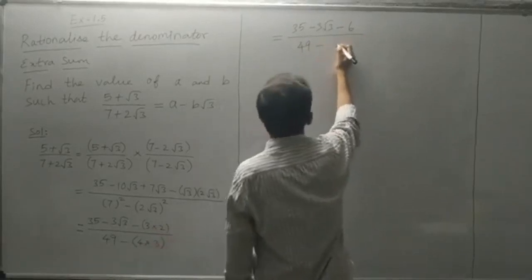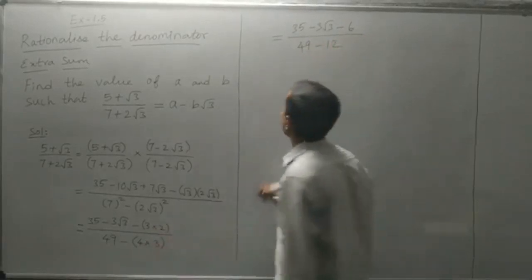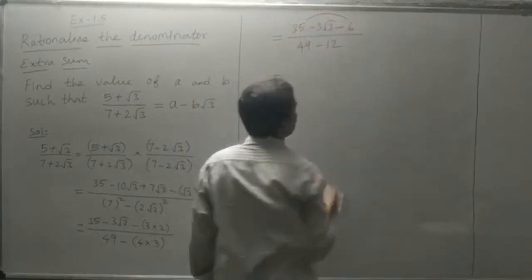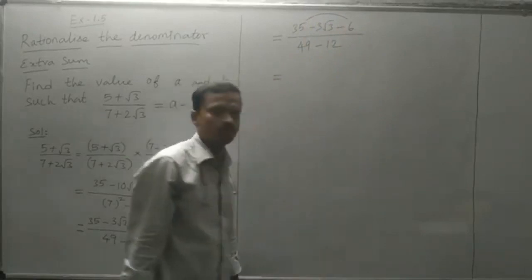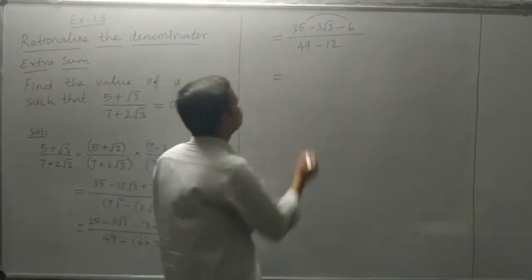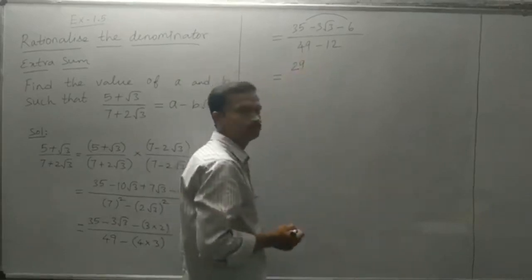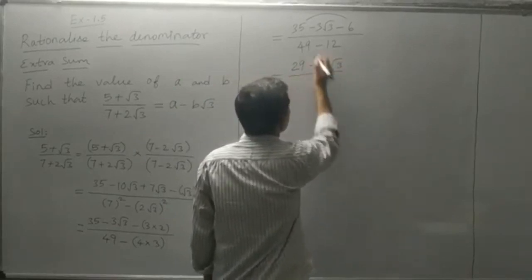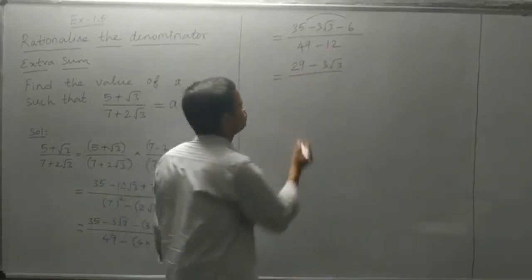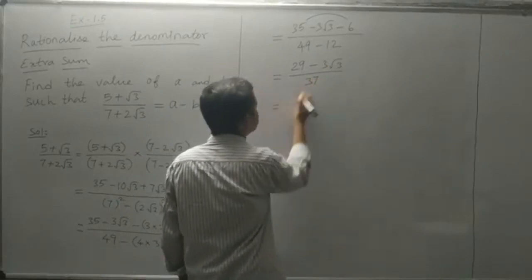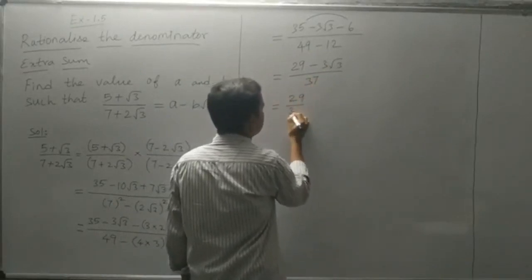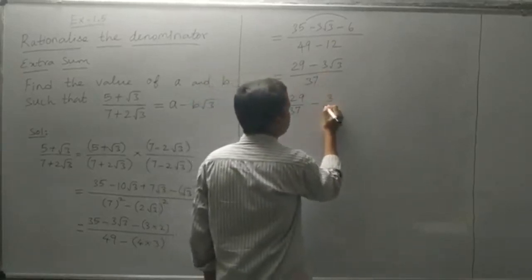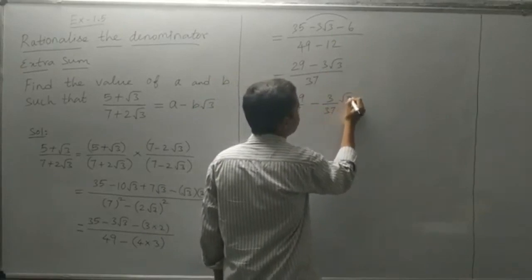Minus, what is 4 into 3? 12. Is it clear? And next step, 35 minus 6. What is that? 29. So 29, and then minus 3 root 3 by, what is 49 minus 12? 37. And this we can write as 29 by 37 and then minus, getting the numerator, we can write that 3 by 37 root 3.